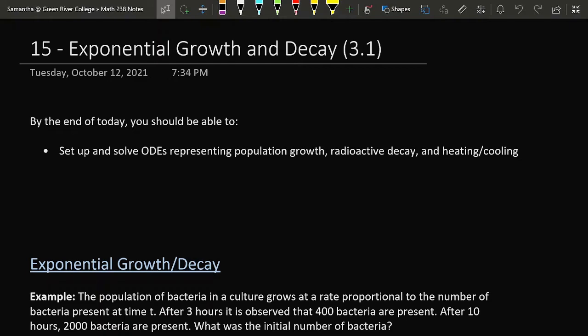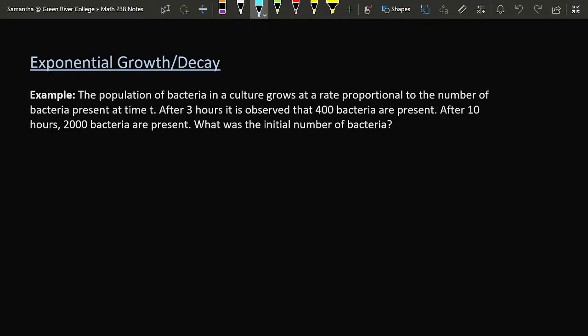To finish talking about first-order differential equations, we're going to spend the next couple of days looking at some specific applications of first-order ODEs in real-world type problems. And today we're going to talk about exponential growth and decay. I've already done a few problems of this nature, sort of sprinkled throughout our previous videos, but let's focus today on exponential growth and decay. And let's do a couple of example problems.